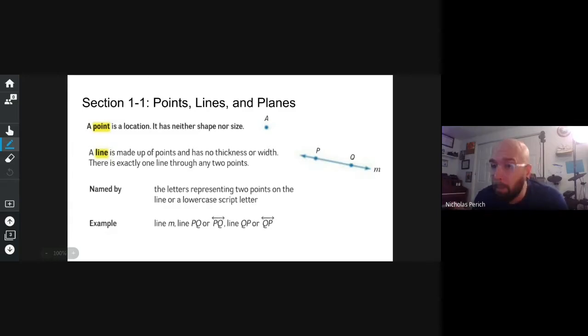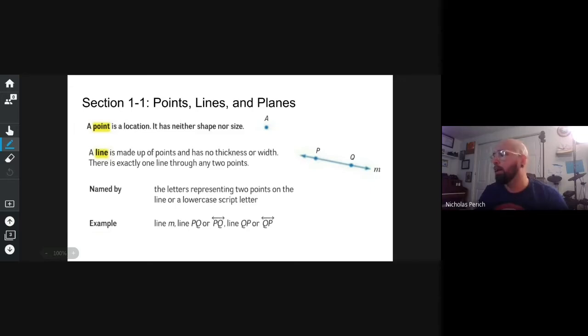It's 0 dimensions because it doesn't go up, down, left, right, or out, in. It's just there. It's a dot. A point is 0 dimensions. A line is 1 dimension because it goes either left, right, or up, down. Diagonal falls into that as well. So it's made up of points and has no thickness or width. There's exactly 1 line through any 2 points.